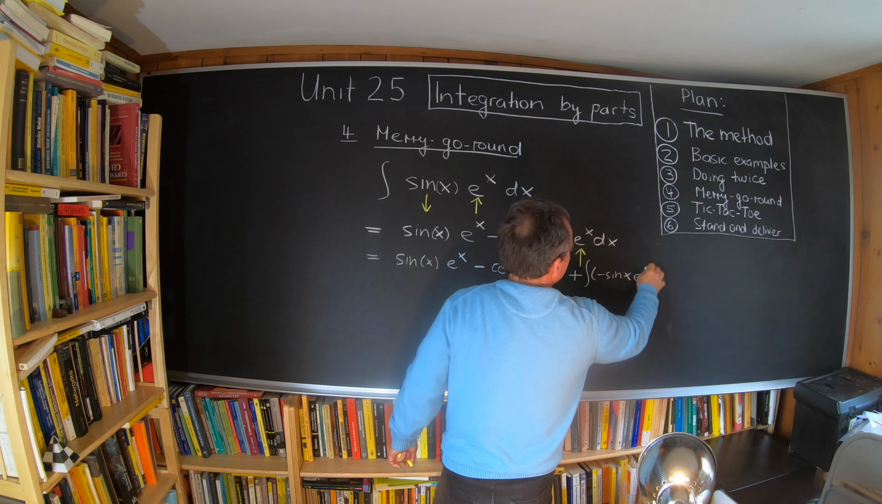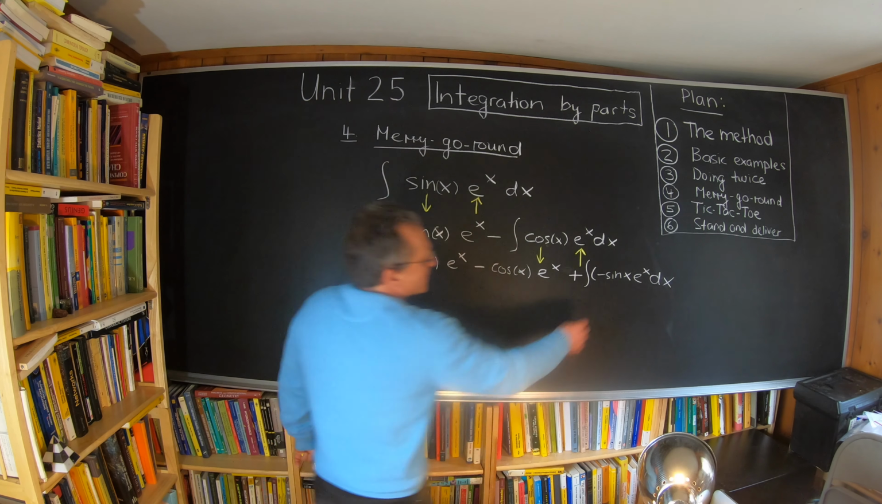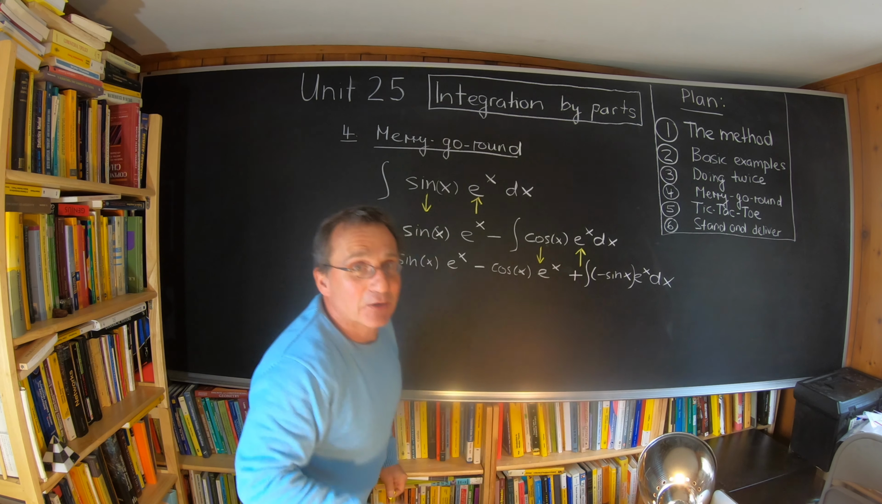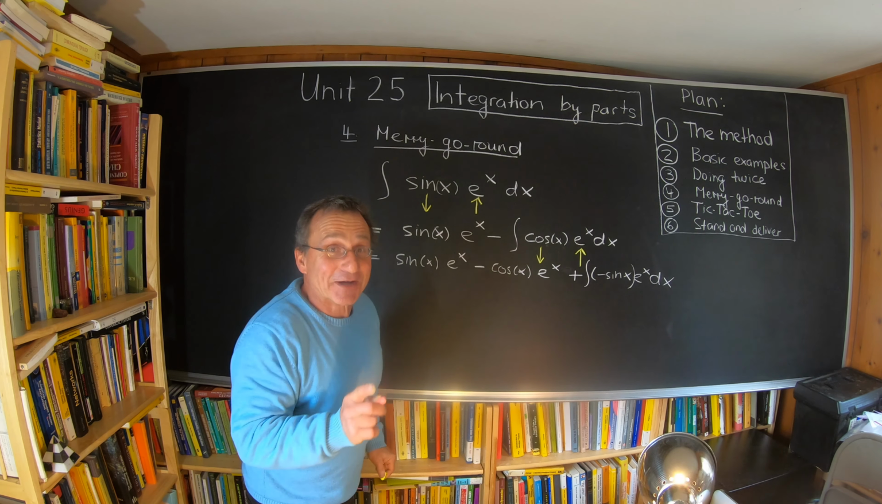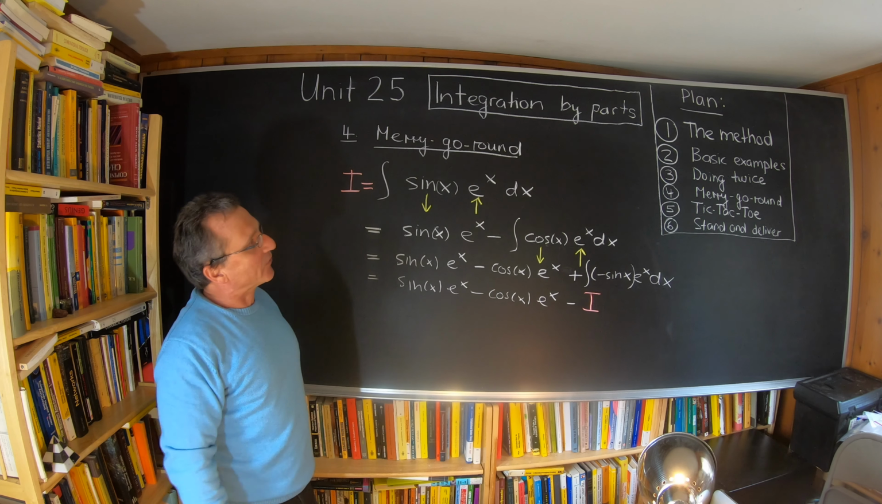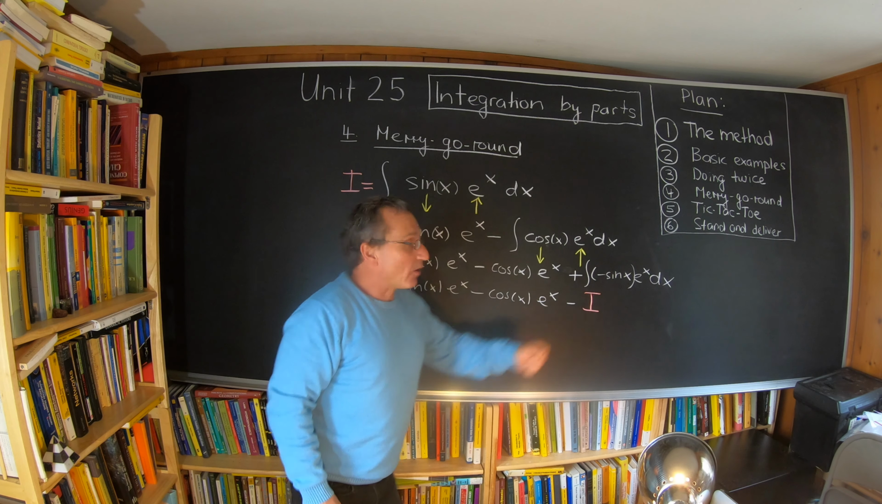So again, we see that we have a little bit of difficulty with keeping track of all these minus signs. But what we have here is again the same expression we started with. So that's why it's called merry-go-round. Merry-go-round means we start with an expression here, and actually we end up with the expression again. So let me just write that down. Sine x e to the x minus cosine x e to the x, and then minus, and then we just write this expression again, I. So we end up with the same thing. So that's a merry-go-round. And what we can do is actually just solve for I.